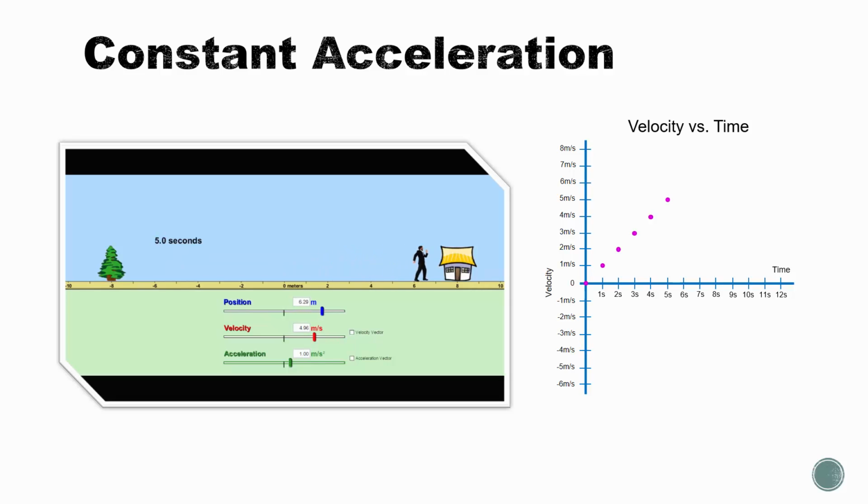Each second, his velocity increases by 1 meter per second. If he was moving to the right but slowing down, his graph could look like this. If he was moving to the left and slowing down, the velocity graph would look like this. And if he was moving to the left and speeding up, it could look like this. No matter what, though, the relationship between velocity and time for an object moving with constant acceleration is linear.